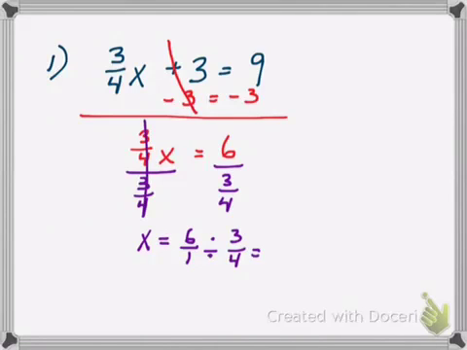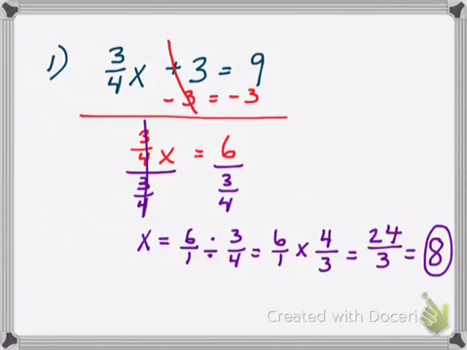And I can do keep, change, flip. So keep my first fraction, change division to multiplication, and then flip my second fraction, then multiply across. I know that 6 times 4 is 24, 1 times 3 is 3, 24 divided by 3 simplifies to 8, so x equals 8 for number 1.